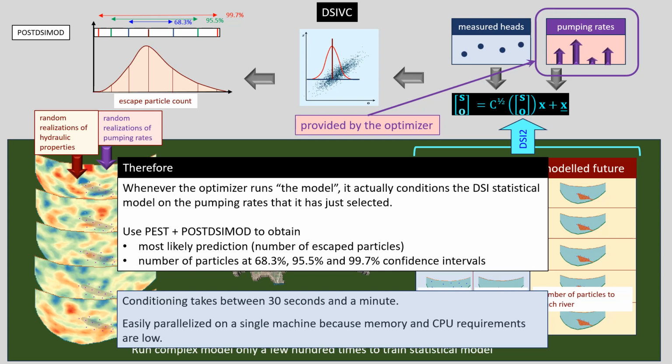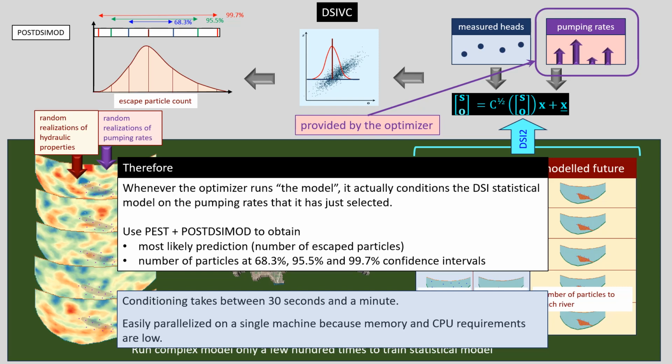So conditioning may take 30 seconds to a minute at the most. And this is parallelized, even though it takes maybe a few hundred runs of the statistical model. It takes very few CPU resources, very little memory, so on the one computer it can be parallelized 5, 10, 15 times, so this can all happen very quickly.